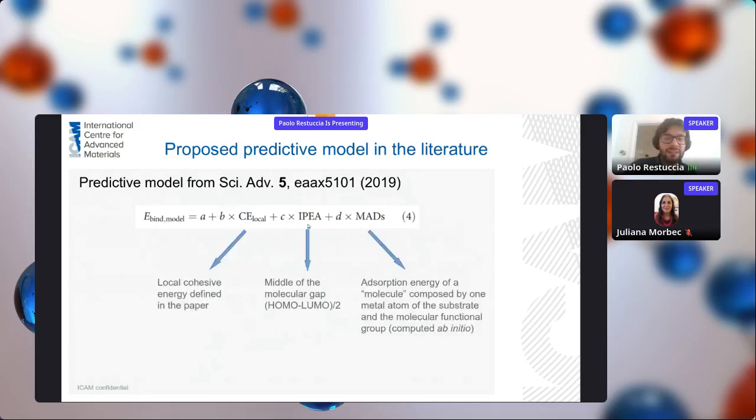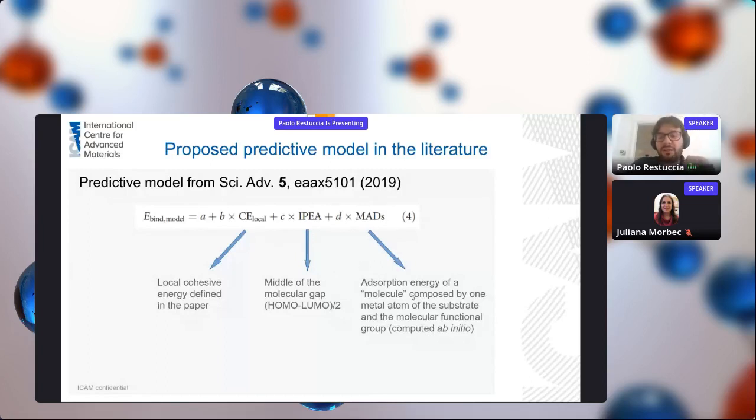And the authors identify the 3 main coefficients as the local cohesive energy, which is a term defined in the paper and gives you an idea of the cohesive environment around the adsorption site. They also consider the middle of the molecular gap, so the HOMO minus the LUMO divided by 2 of the adsorbed molecule, to take into account the presence of the adsorbate, of course.